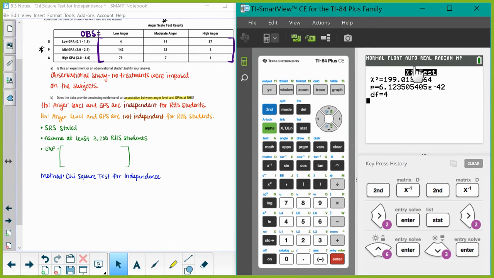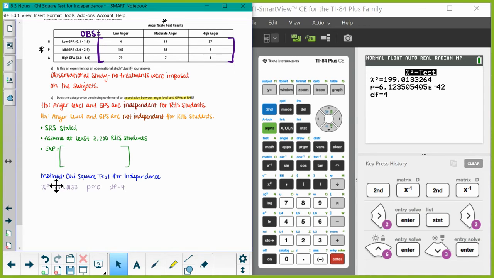Do not get confused and write p-value is 6.12. P-values have to come between 0 and 1. So anytime you have anything greater than 1, or you think you have anything greater than 1, should be a red flag. It's times 10 to the negative 42, which means this is like 0.00000 continuously on 41 times. Essentially, it's 0 and my degree of freedom of 4.